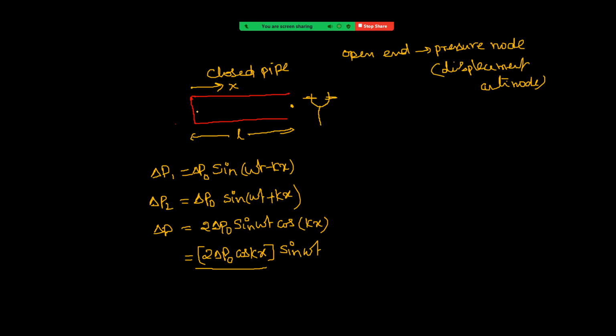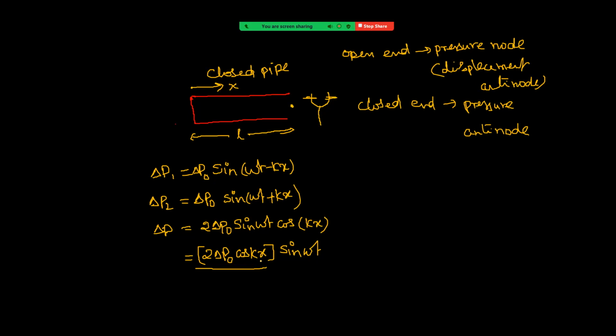Coming to the closed end, the change in pressure is maximum because the particles are compressed, right? So the closed end corresponds to a pressure antinode, or it is a displacement node. Okay, right. Now see carefully.